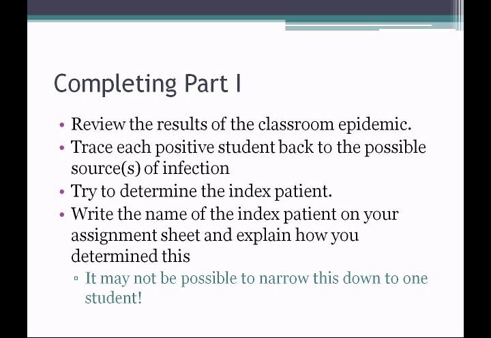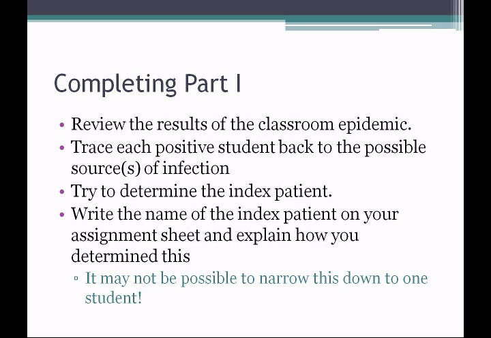You're going to write the name of the index patient on your assignment sheet and explain how you determined this. Remember, it may not be possible to narrow this down to 1 student. It depends on how aggressively the index case started exchanging their body fluids. If they hung back for a little while, you may be able to narrow it down to 1 person. But if they very quickly started exchanging between other students, you may not be able to narrow it down to 1, but should be able to narrow it down to 2.